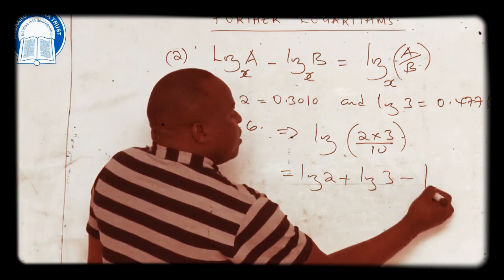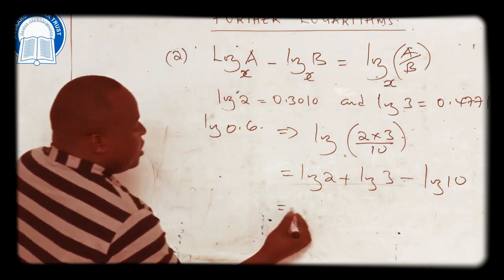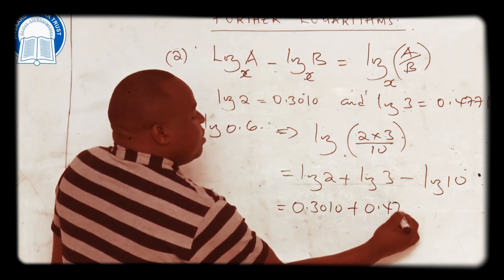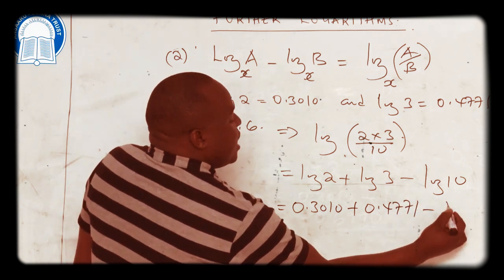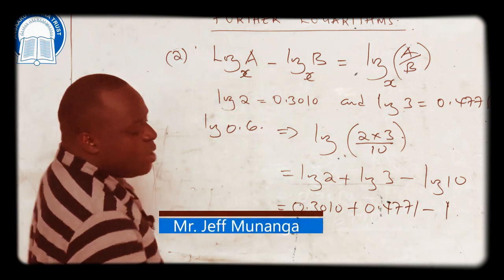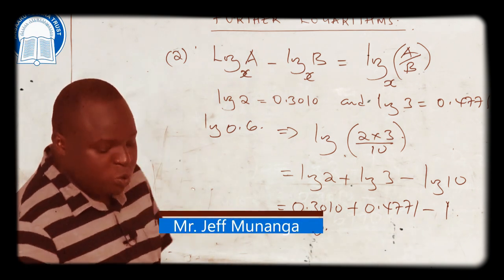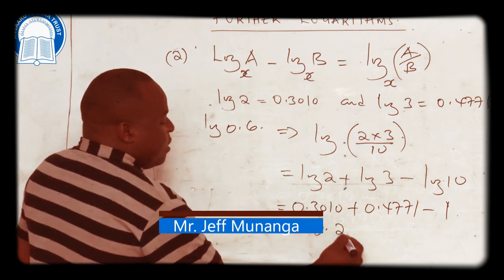minus log 10, which is equal to 0.3010 plus 0.4771 minus 1. And if you work out this value, it should give you negative 0.2219.